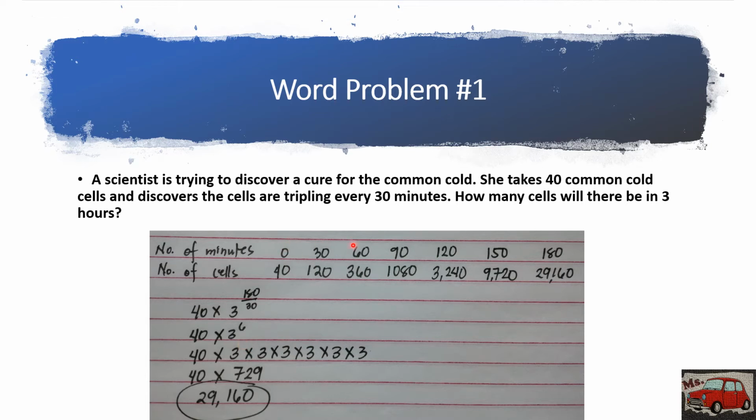Alright? So, kung makikita nyo sa table, 6 na beses siyang na-triple, di ba? 1, 2, 3, 4, 5, 6. Alright? So, if we have now 40 times 3 raised to 6. So, sa order of operation, di ba, ang nauna is yung may exponent. So, let's answer first 3 raised to 6. So, if we're gonna answer this, the answer is 729, and then multiply it by 40, you'll get the same answer, 29,160. Alright, so yan na yung bilang ng common cold cells after 3 hours.